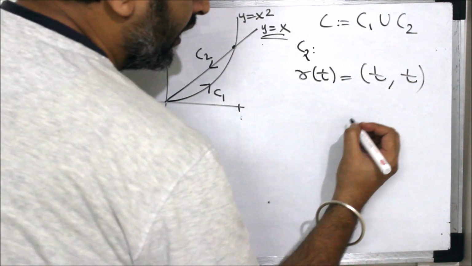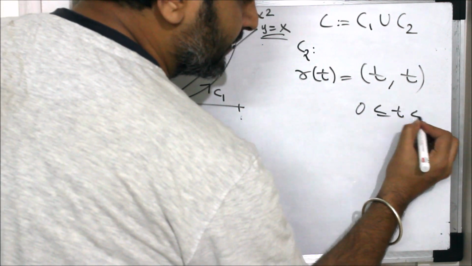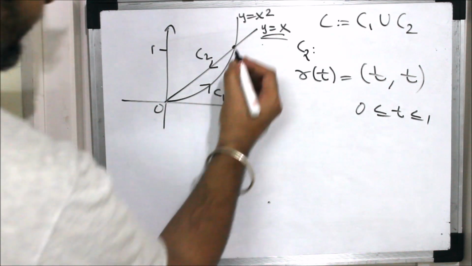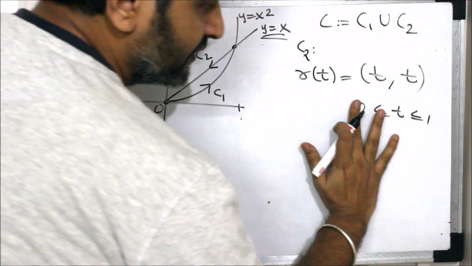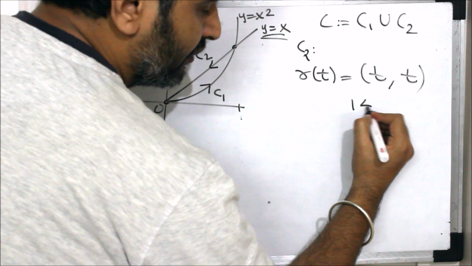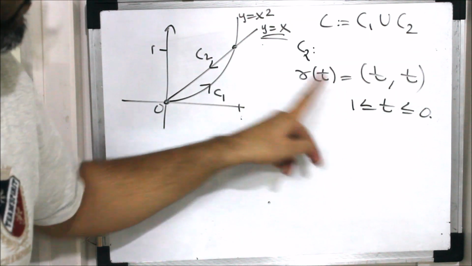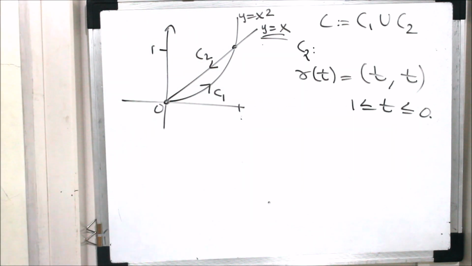Many times people in a hurry take 0 less equal t less equal 1, which is wrong. That is not the case. Why? Because my starting point is nothing but 1, 1. I am going from 1, 1 to 0, 0. So this is my orientation. So instead of going from 0 to 1, t will go from 1 to 0. Because when my t is 1, the first point is 1, 1, and the last point is 0, 0. So that's usually the mistake people make. So yeah, that is my r of t.